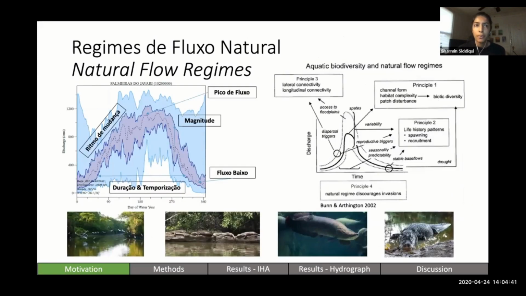So a natural flow regime can be characterized from a hydrologic perspective from 5 main components, which are magnitude, duration, timing, frequency, and rate of change. So this diagram on the right shows how from a hydrograph from our data that we can extract some of these natural flow components, and then the figure on the right shows their direct connections to ecohydrology. Some of these being the influence of channel formation on biodiversity, the stability of base flows on life history patterns and linkages to lateral and longitudinal river connectivity, as well as how maintenance of a natural flow regime can discourage invasion by non-native species.